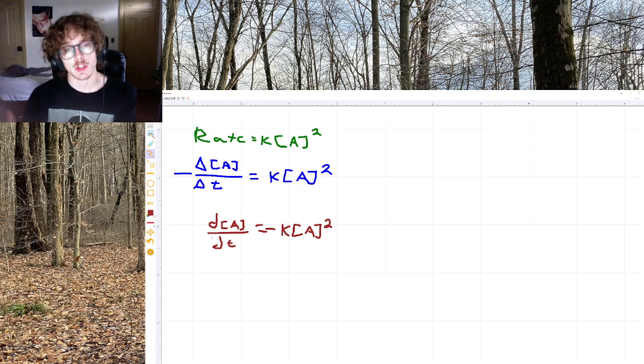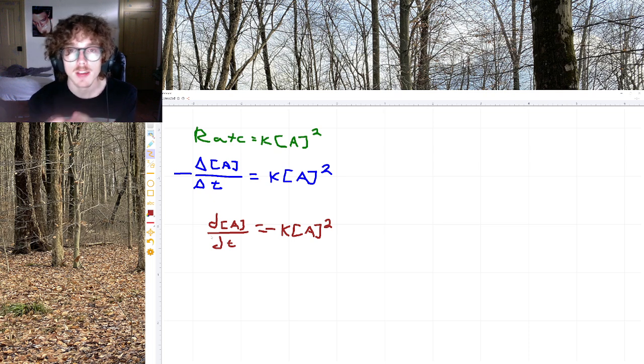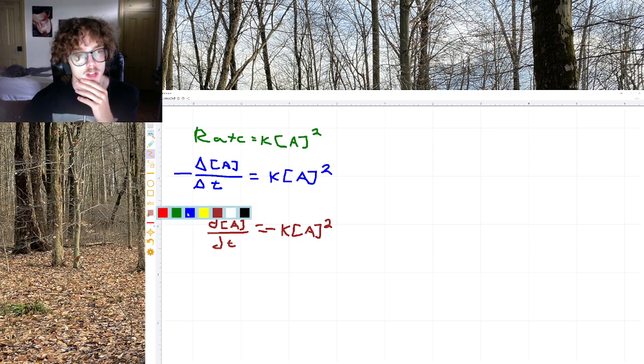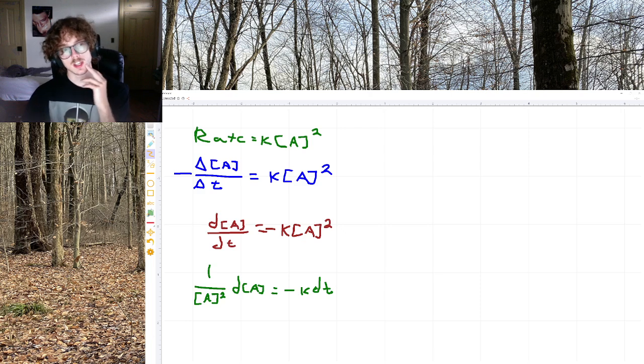Now, remember what we did in the last video. We have to take our concentration and treat this kind of like x, and we have to get it on the side with the very small change of concentration, and get dt with our constant k. So let's go ahead and do that quick. 1 over A squared, the very small change in the concentration of A, is equal to negative k dt.